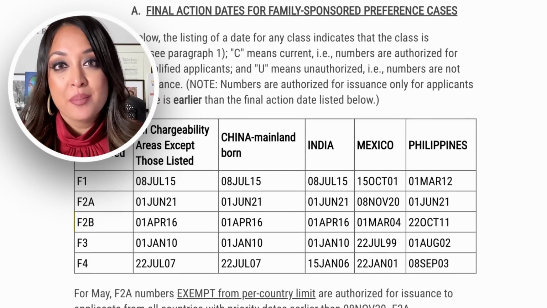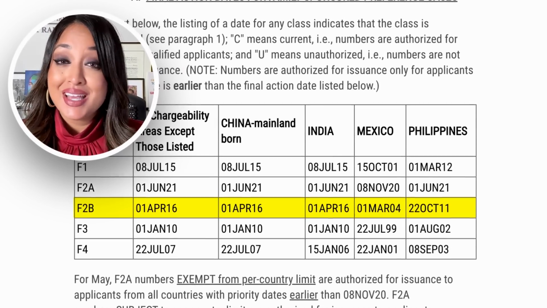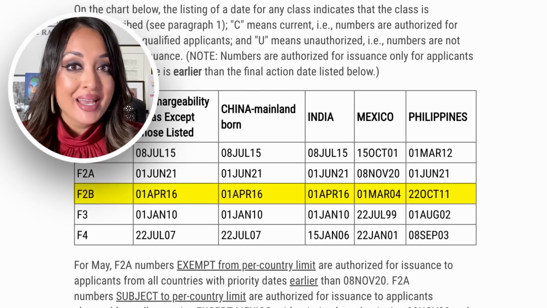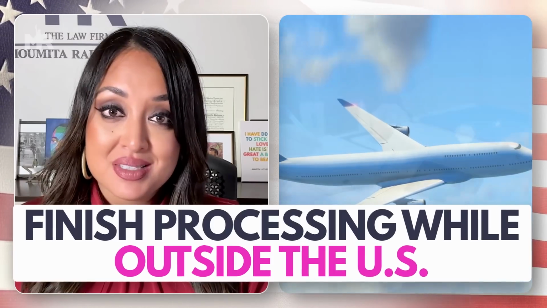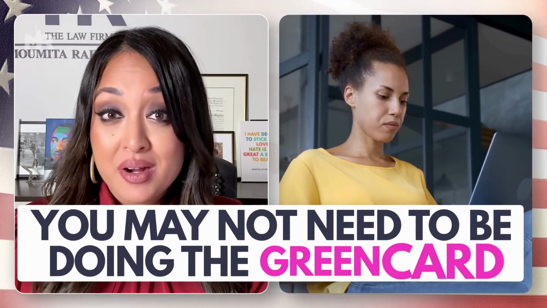Now, if your child is above age 21, then their case would still take 8 to 9 years possibly for the visa bulletin to become current. And during this time, it may be better and more advisable for them to return home abroad to finish processing while outside the United States, since it is so difficult to have any sort of status inside the United States unless they are eligible for an independent sort of visa. And if that were the case, then you may not need to be doing the green card for them anyway.